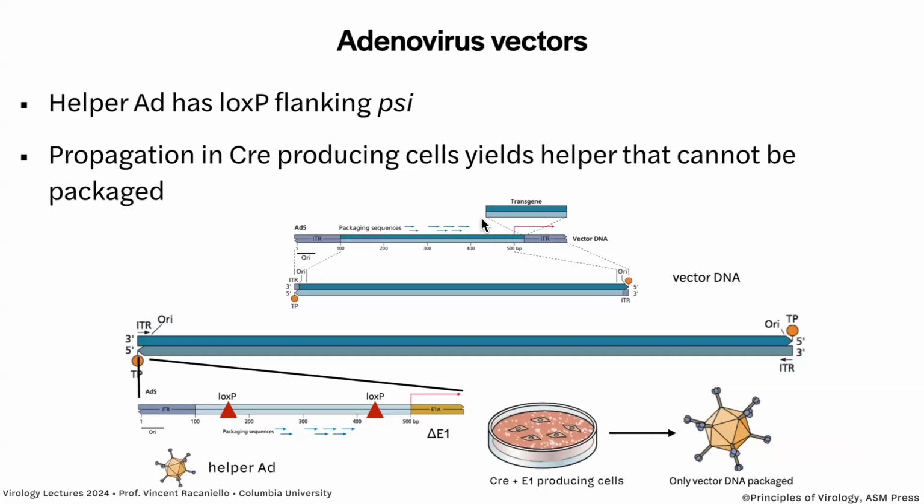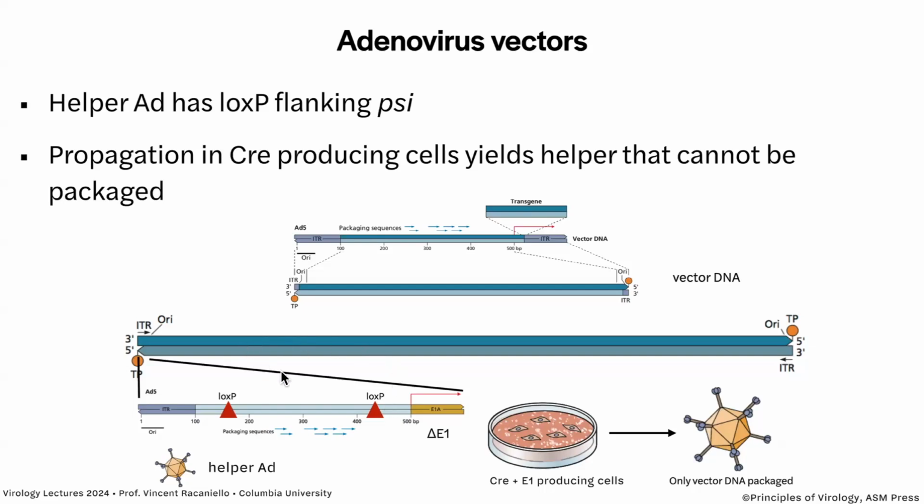And here is a very clever scheme for packaging this vector. So here again at the top is the vector derived from wild-type adenovirus. The helper virus has to provide capsid proteins, right? And so this is the helper genome here at the bottom, and it has 2 LOXP sites in the packaging region at the left hand of the genome. And it's also deleted for the E1 region, so this vector is not going to replicate. So the LOXP sites are targets for the Cre recombinase.